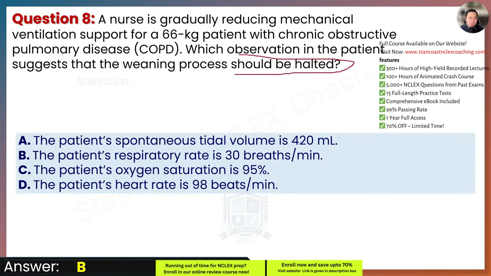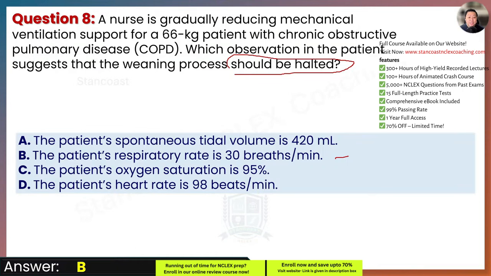Take note about the question. Weaning should be halted. Okay? We know that the normal rate is 12 to 20 breaths per minute, and we know that a mild increase is expected during weaning. But anything over 25 to 30 breaths per minute actually indicates the patient is struggling to compensate. All right, so there is struggling here.